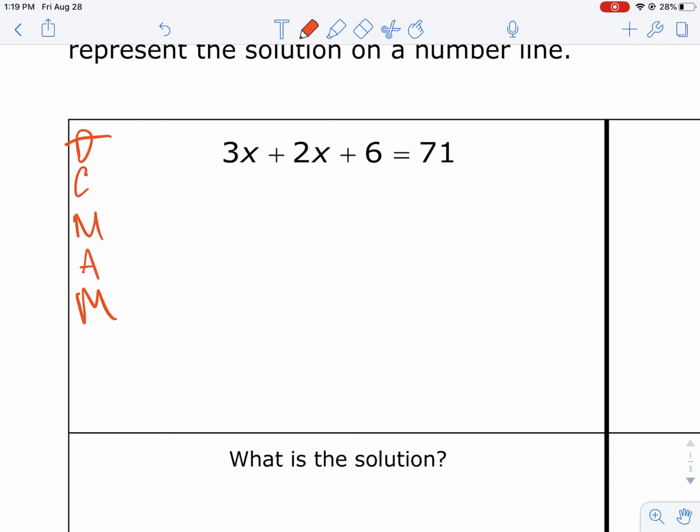I do not see any parentheses to distribute. I do see like terms, so I have 3x's and 2x's. I'm going to put them together for a total of 5x's. Anything else I don't use, I'm going to bring down.